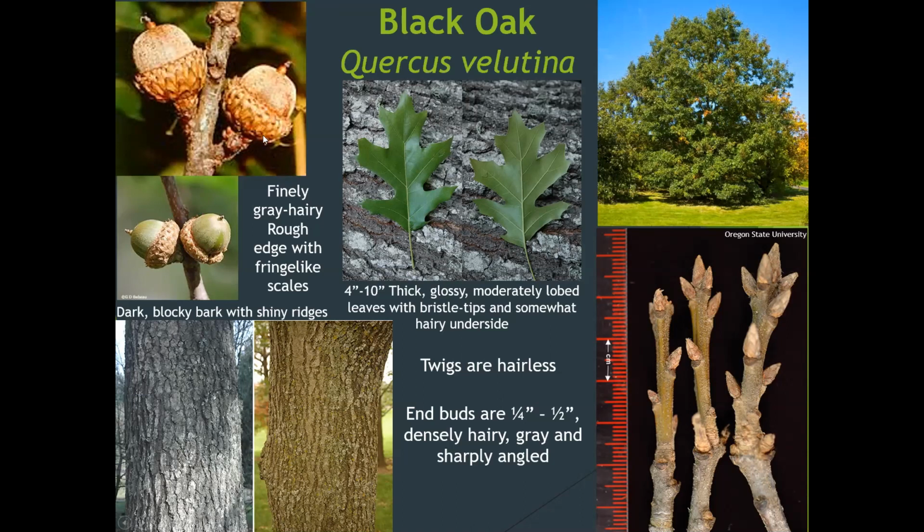The acorns also have a strong characteristic for identifying them, and they change in size, and the shells change in shape as well. The bark on a black oak is usually dark and blocky, and it has these shiny ridges, like the blocks will have sort of a sheen to them if the sun catches them right.